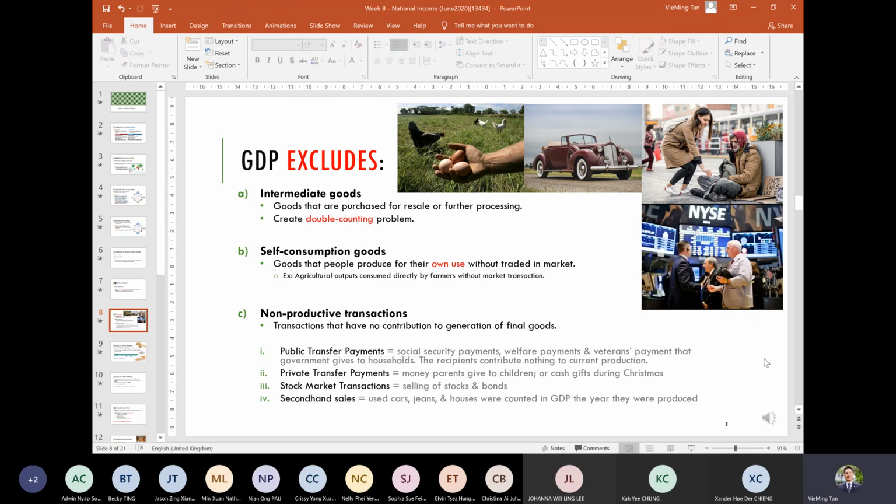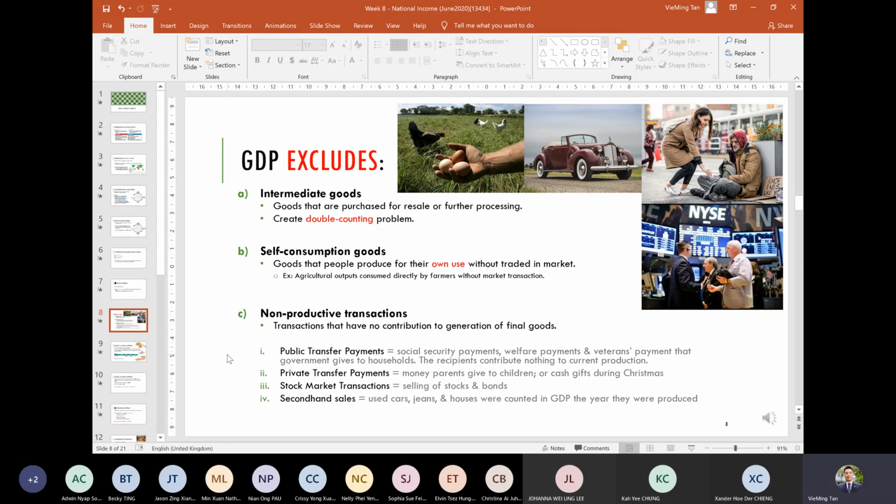So for this slide, you need to remember these are the goods or business transaction activities that should not be included in GDP calculation if the output method is applied. Okay, I stop for a while. Any questions so far?